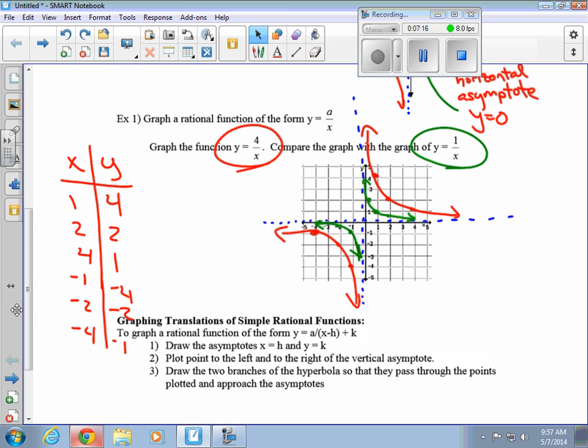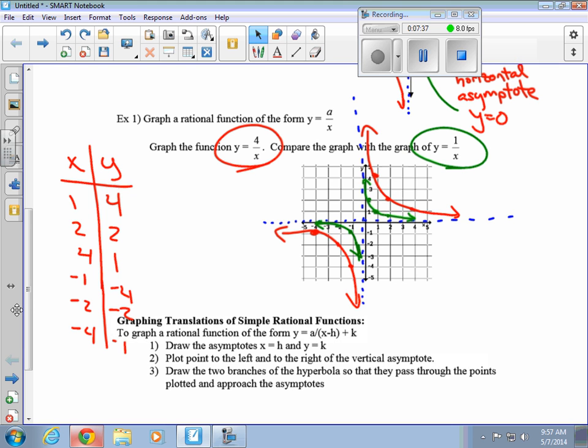It'd be out even farther, right? What if this was like a half over x? It'd be closer, right? So if this number is bigger than 1, it's going to be further away from the axes. And if it's smaller than 1, it's going to be closer to the axes. Okay.